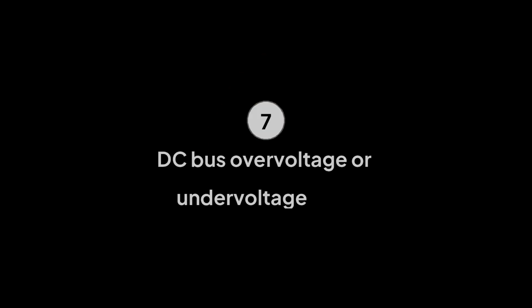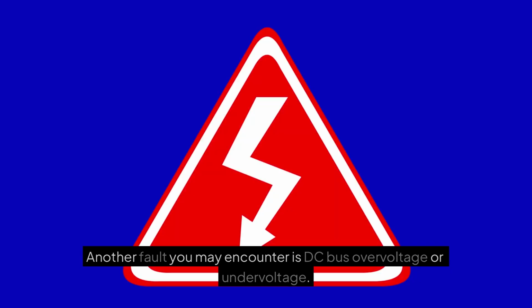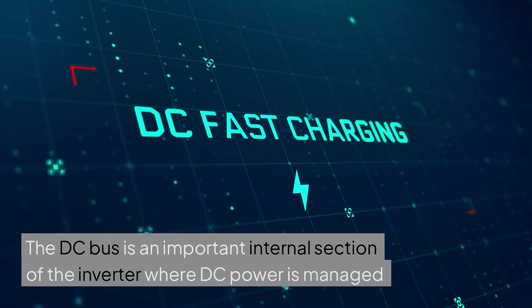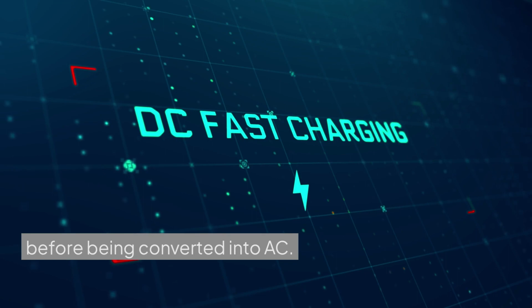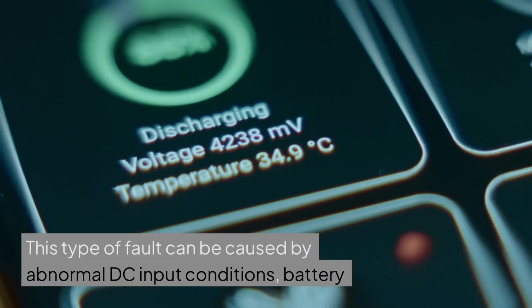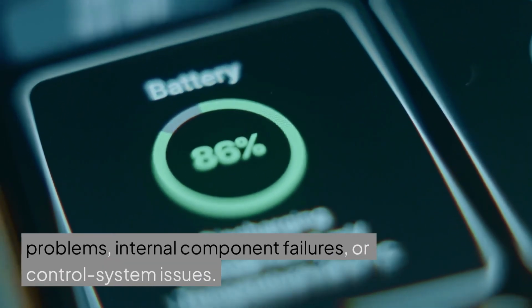7. DC bus overvoltage or undervoltage. Another fault you may encounter is DC bus overvoltage or undervoltage. The DC bus is an important internal section of the inverter where DC power is managed before being converted into AC. This type of fault can be caused by abnormal DC input conditions, battery problems, internal component failures, or control system issues.